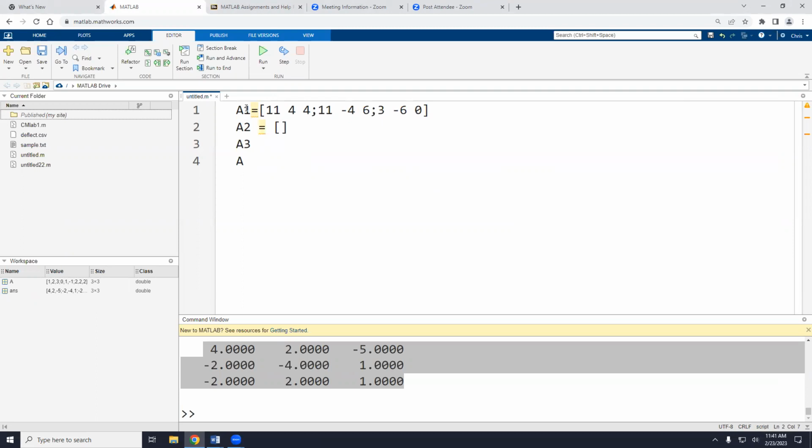Okay. A2. 3, 11, 4. 4, 11, 6. 3, 0. Got it. A3. 3, 4, 11. Oh, sorry. 3, 4, 11. Go ahead. 4, -4, 11. 6, -6. Okay. And then finally A. 4, 4. 4, -6. 6, -6. Okay, got it.